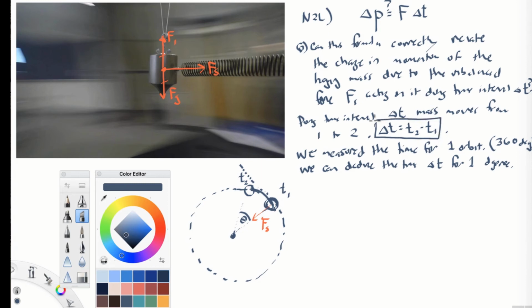Okay, so we're going to be able to find that from the time of one orbit. We can find the time to move 1 degree. Now, if we know the time it takes to move 1 degree, we can get this quantity right here. If we've measured the spring force, we can get this quantity right here.